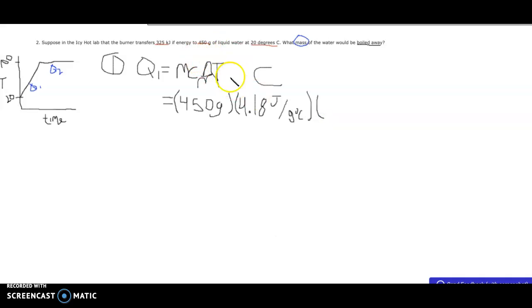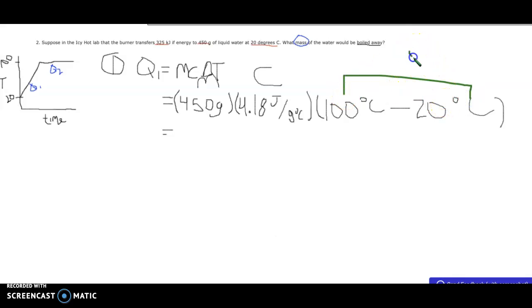And then our last variable is the change in temperature. So we always start with the final temperature. Okay, so we see Q1 is right here. We end at 100 degrees Celsius. So that's our final, 100 degrees. And then we subtract our initial, which is 20 degrees. That's where we started at. The next step would be to multiply all this together. Right here, there's a change in temperature of 80 degrees Celsius.